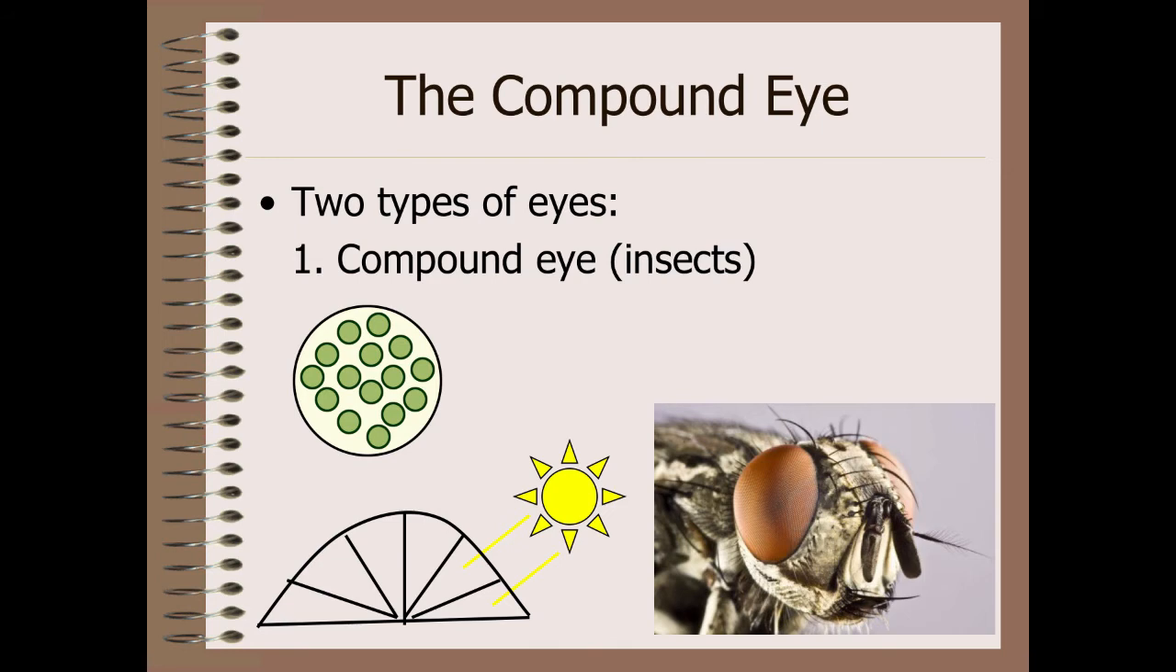So why don't we have compound eyes? Well, we would need one tube for each receptor, and we have 126 million receptors in each eye. This would result in our eyes being about 1 meter in diameter. They would basically take up our whole heads and then some.